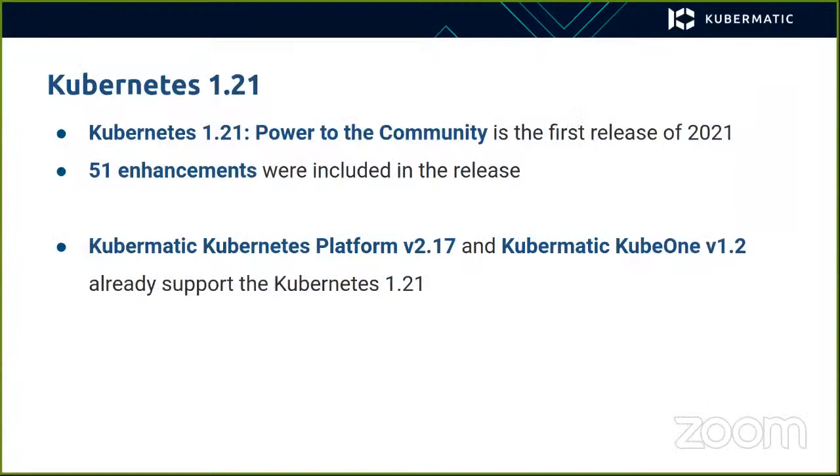Kubernetes 1.21, called Power to the Community, is the first release of 2021. There are 51 enhancements included in this release, so there are a lot of interesting changes. And in Kubermatic Kubernetes Platform 2.17 and KubeOne 1.2, we already support Kubernetes 1.21. So if you want to try it, you can go ahead.